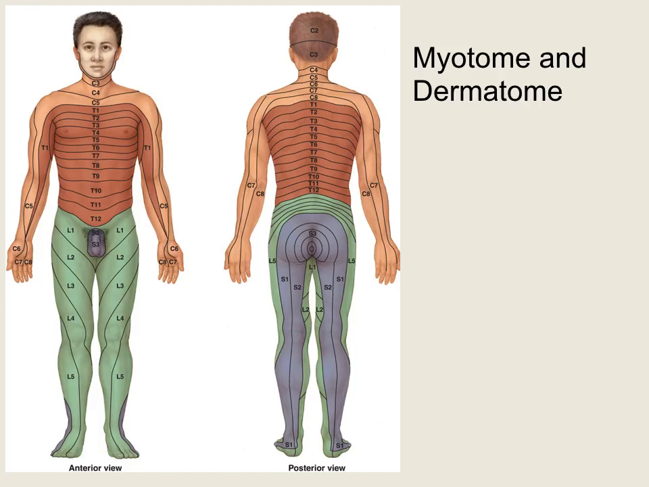But what we're able to do with the myotome and the dermatome map is we're able to map out where we get motor function, myotome, and where we get sensory function, dermatome. Now notice there's a part of the body that does not have a map on it. That happens to be the facial region.